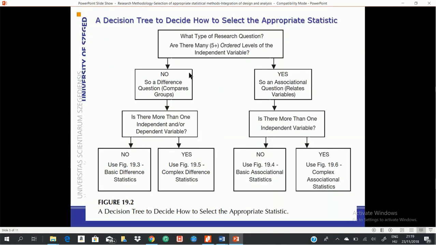Okay, next. Actually, my job is to help you understand four figures here: figures 19.3, 19.4, 19.5, and 19.6. But I want to explain this picture first.